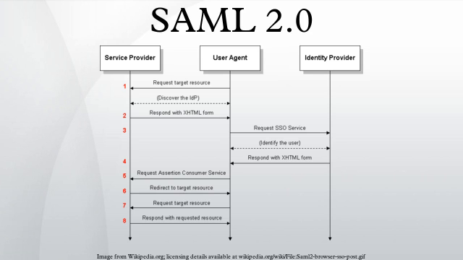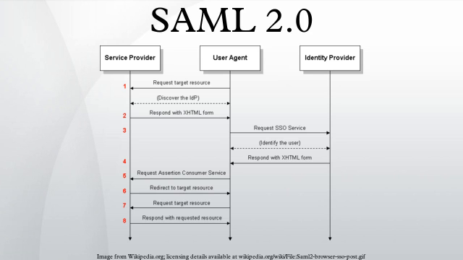SAML 2.0 Assertions. An assertion is a package of information that supplies zero or more statements made by a SAML authority. SAML assertions are usually made about a subject, represented by the subject element. The SAML 2.0 specification defines three different kinds of assertion statements that can be created by a SAML authority. All SAML-defined statements are associated with a subject.